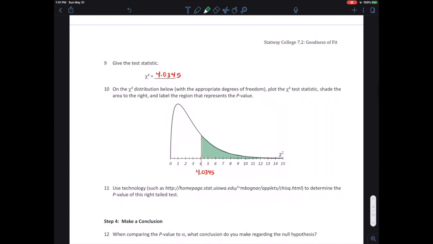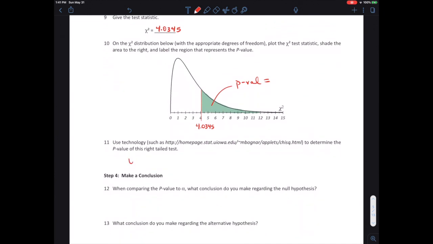Looks pretty big to me. Remember, the total area is 1 under any probability curve, and this seems like a pretty big chunk of that. Now, it's a right-tailed test. We're finding the area to the right. These are always right-tailed tests. Now, to get the p-value, we'll use the p-val calculator on the Canvas homepage for our course.